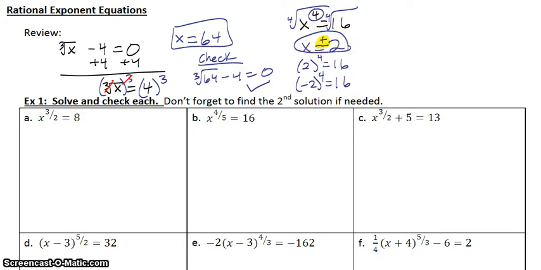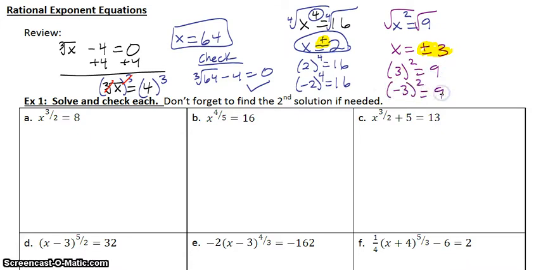Let me give you another example. Most people are really familiar with this one. x squared equals 9, square root. It could be positive or negative 3, because a positive 3 squared equals 9, a negative 3 squared also equals 9. So here's what you need to know. If the exponent is odd, there's only one solution. If the exponent is even, there are 2 solutions.